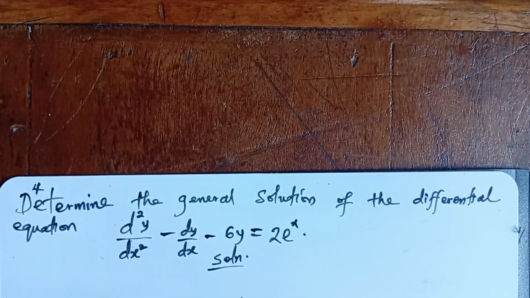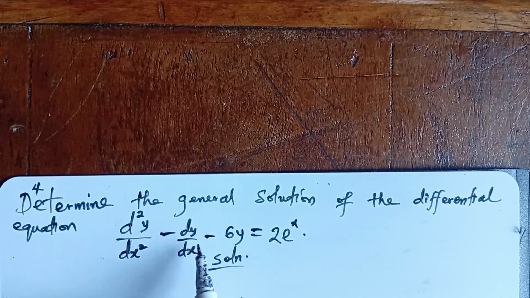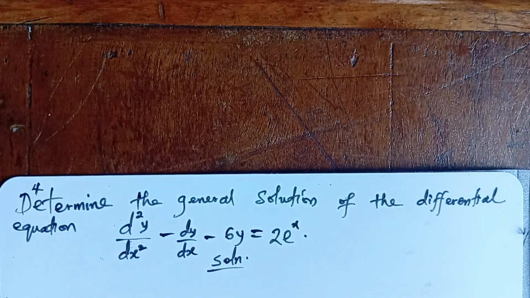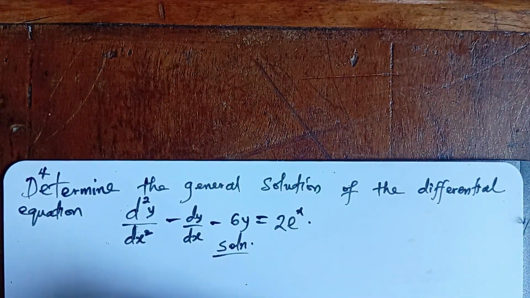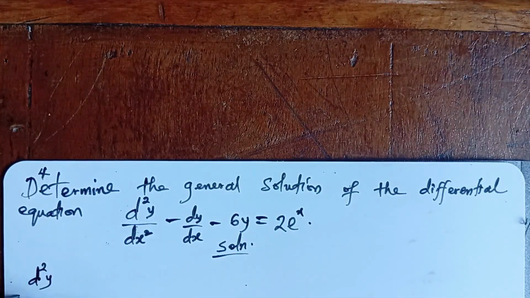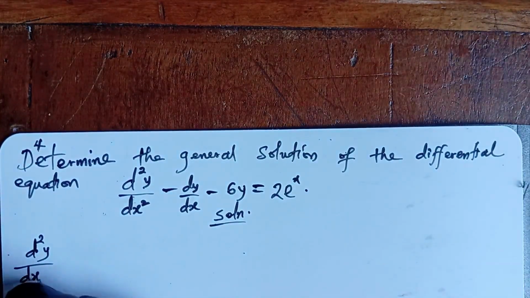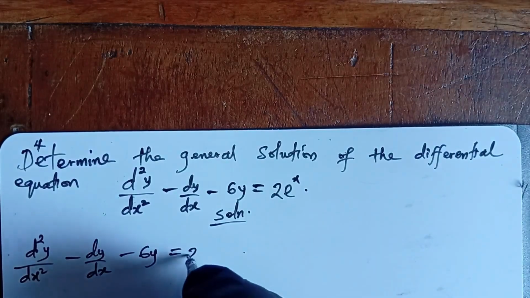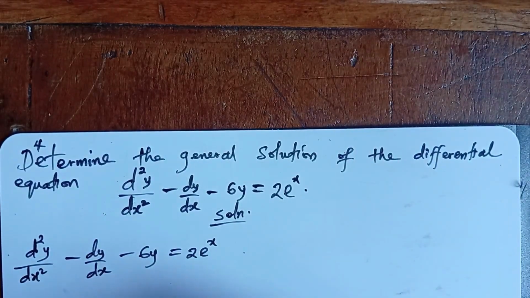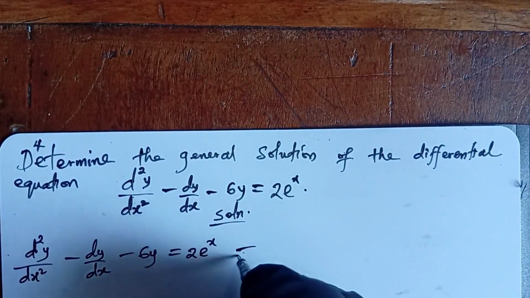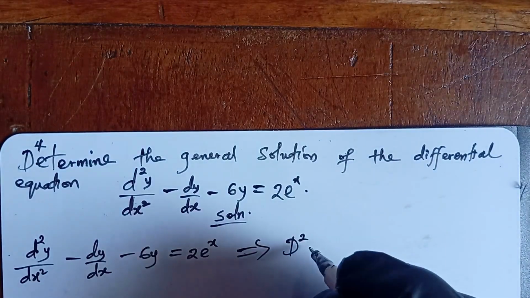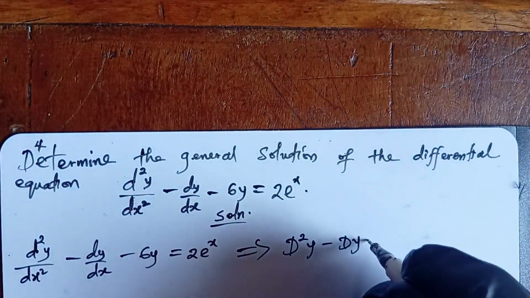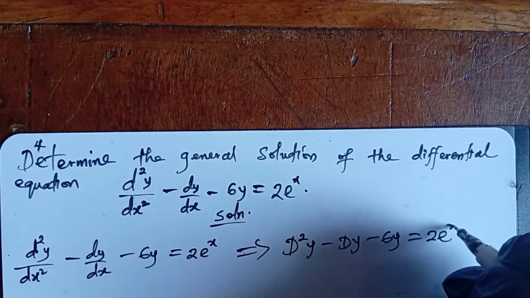Determine the general solution of the differential equation d squared y dx squared minus dy dx minus 6y equals 2e to the power of x. All right, let's solve. This is d squared y dx squared minus dy dx minus 6y equals 2e to the x. So let's write this in operator D form. This is D squared y minus Dy minus 6y equals 2e to the x.